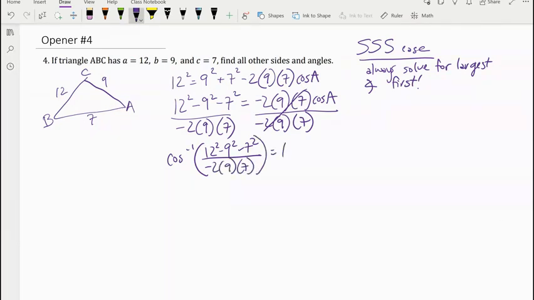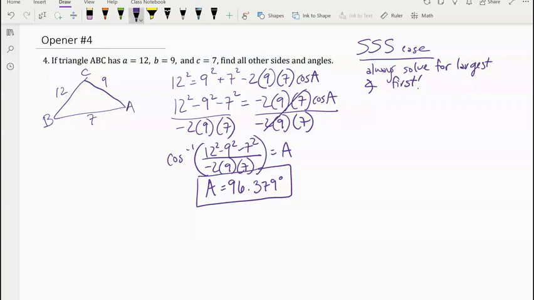And I'm going to make sure that I am in degrees mode. Okay, so let's figure out what this is. So cosine inverse of 12 squared minus 9 squared minus 7 squared... I get A is equal to 96.38 degrees, 379 really, but there we go. Okay, so I have one of my angles.